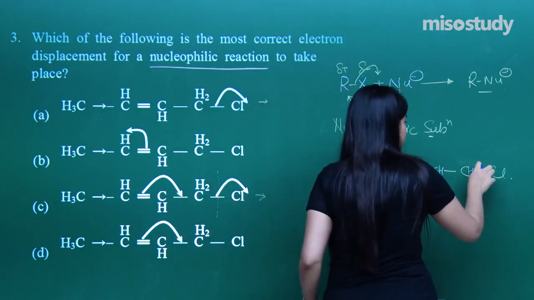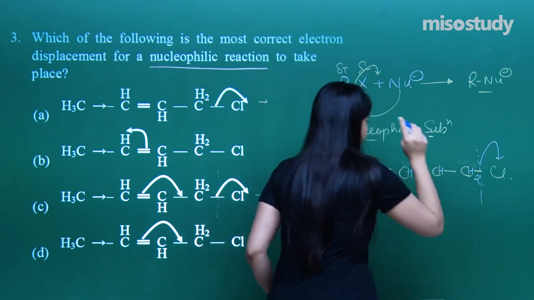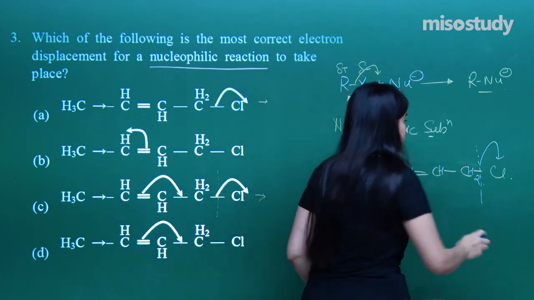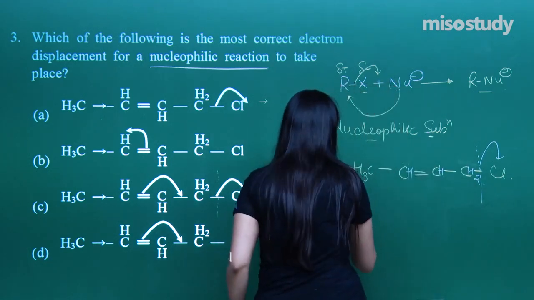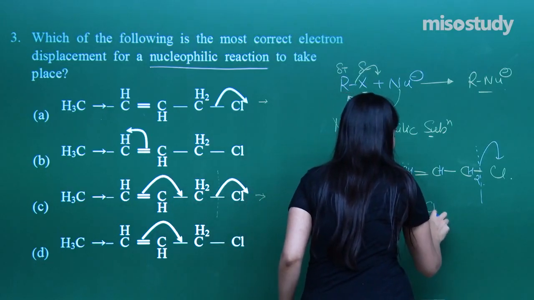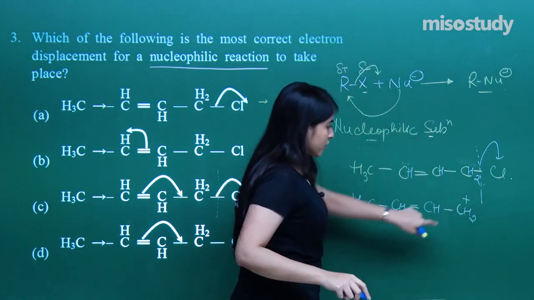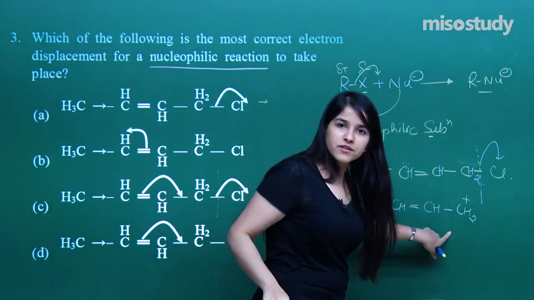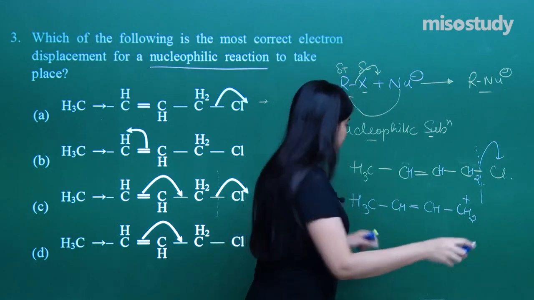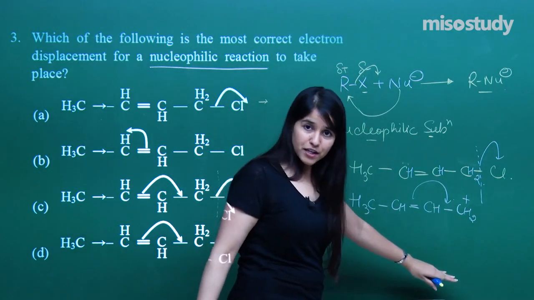So what is the first step? I need to remove the chlorine. As I remove the chlorine, I get a positive charge developed on this carbon. So here is the compound formed. Now, in order to stabilize this positive ion, what comes up? The resonance will take place. So that is how the resonance is taking place.